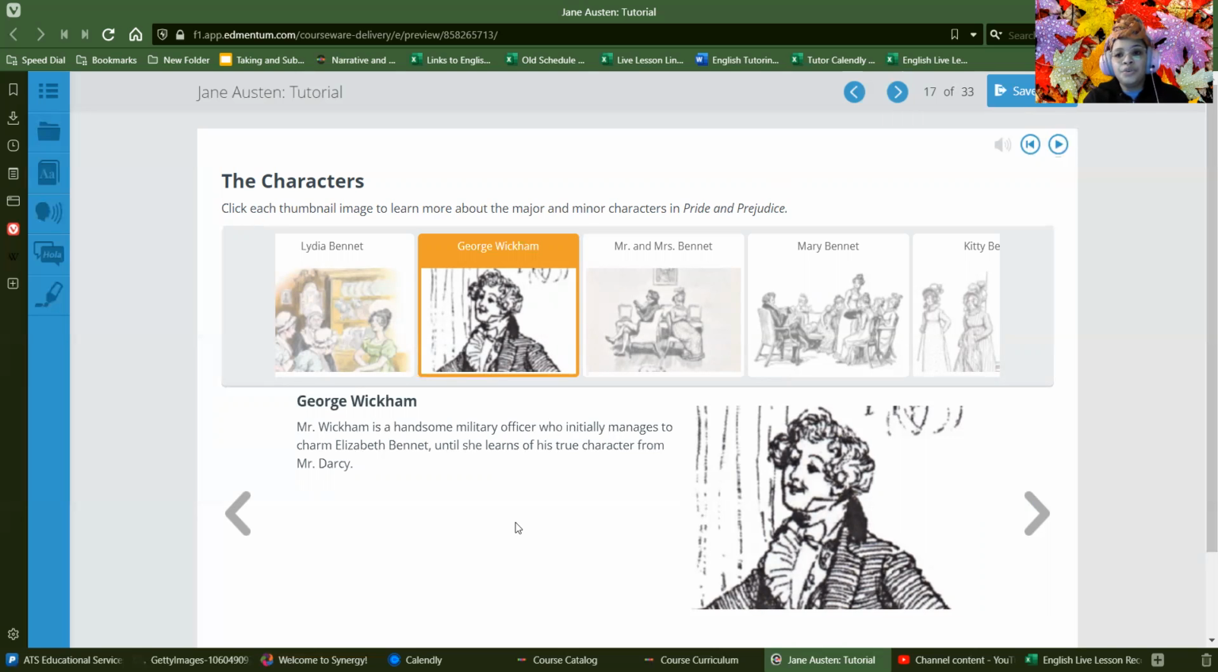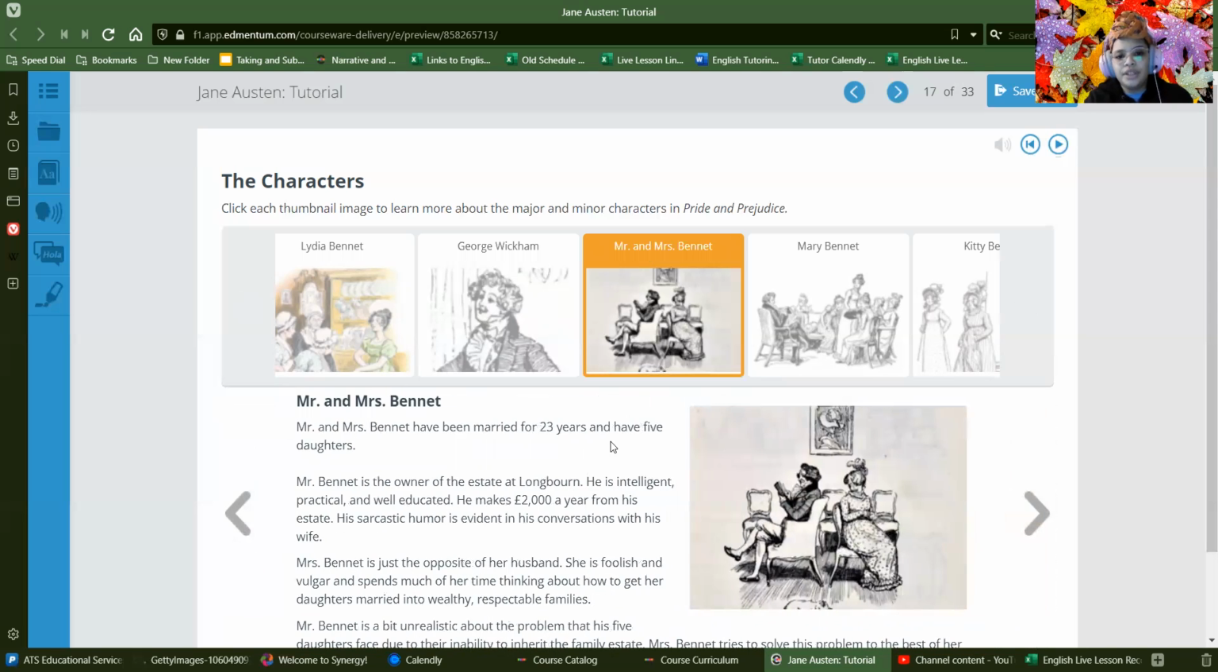Now, because the two of them, Mr. Darcy and Elizabeth, don't like each other very well at first, this just feeds more into the first impressions theme of the novel. People are not always what they seem. And even though Mr. Darcy seems kind of like a jerk when they first meet, he turns out to be okay. Wickham, on the other hand, comes off as charming when they first meet, but he ends up being kind of a douche.